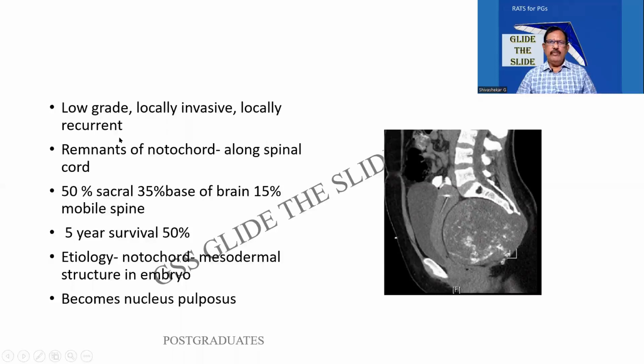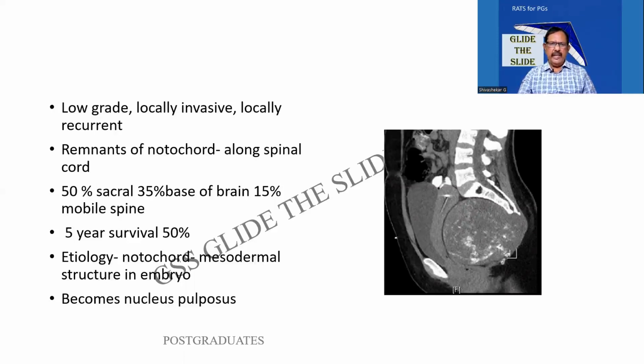It arises from the remnants of the notochord. That is why it is called chordoma. And it can occur anywhere along the spinal cord, but the most common site is the sacral region at 50%, 35% at the base of the brain, and another 15% can be in the mobile spine. The 5-year survival rate is about 50%.